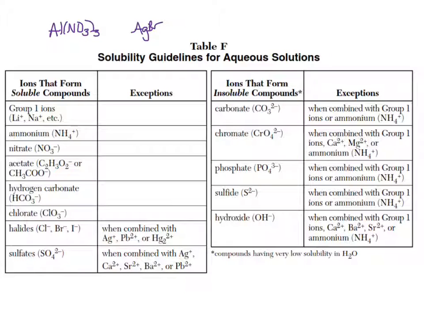So what I want to do is find the part of my ion in either this first column here or this first column there, and then check what it's combined with. So let's look at our examples.